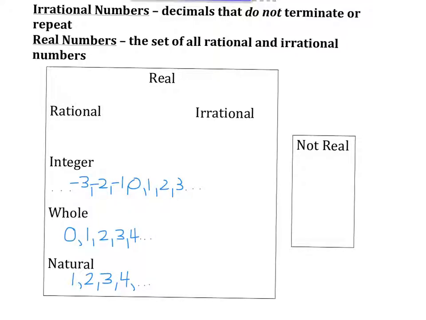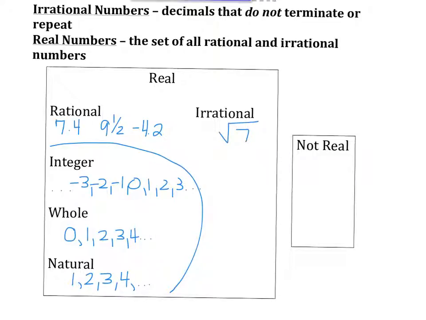Rational numbers include everything that came before it and all of your fractions and decimals. So 7.4, 9.5, -4.2, and all of the numbers that came before it. Remember, your irrational numbers are square roots of numbers that are not perfect squares. Square root of 7, pi, go on forever without repeat. Square root of 20, we don't know what the square root of 20 is, so it's a decimal that goes on forever without repeating.